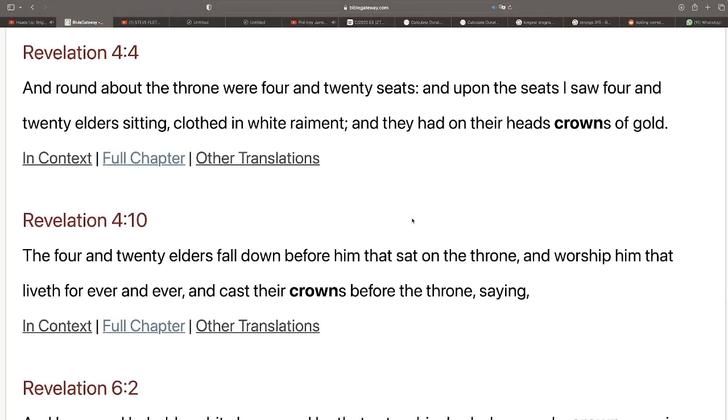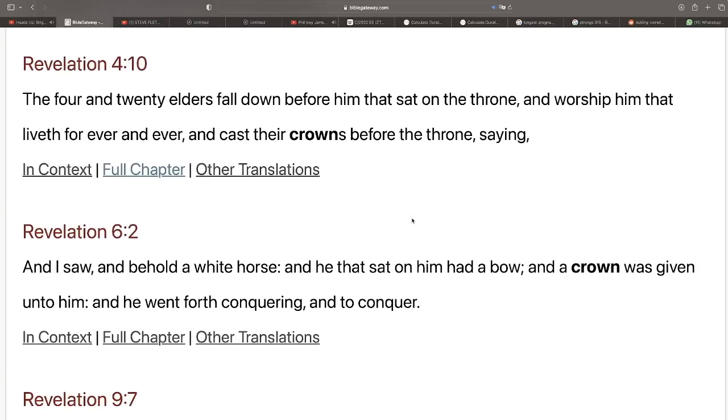Revelation 4:4, round about the throne were 24 seats. Upon the seats I saw 24 elders sitting, clothed in white raiment, and they had on their heads crowns of gold. Revelation 4:10, the 24 elders fall down before him that sat on the throne, and worship him that liveth forever and ever, and cast their crowns before the throne.